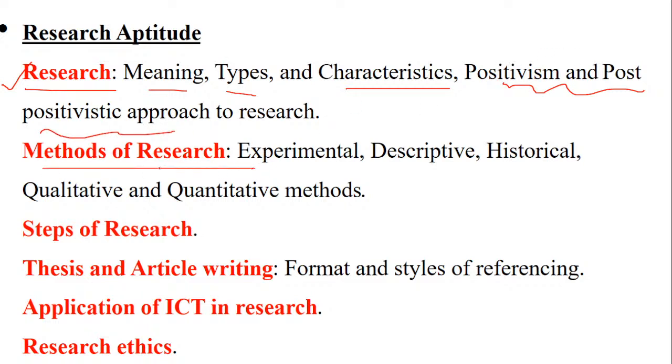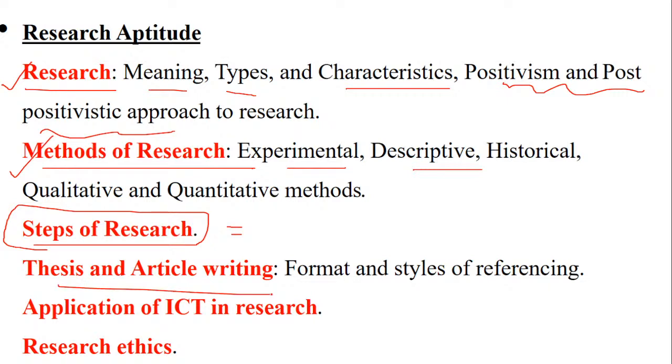Then we have methods. Basically on methods also you surely get one question, that is experimental, descriptive, historical, qualitative, quantitative methods. Then we have steps. Now basically in NTA UGC, it is always seen that questions on steps do come, but they always give you the sequence, and they confuse you with the sequence in the worst form. So I'm going to take questions on this also, all the aspects, the way it is given in the previous year question papers. So we will practice this very well. Then thesis and article writing, where you have to recognize the style.